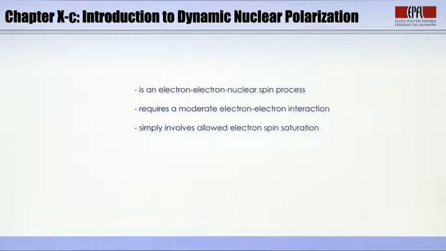So cross effect is an electron-electron nuclear spin process. It requires moderate electron-electron interaction, and it involves simply a loud electron spin saturation.